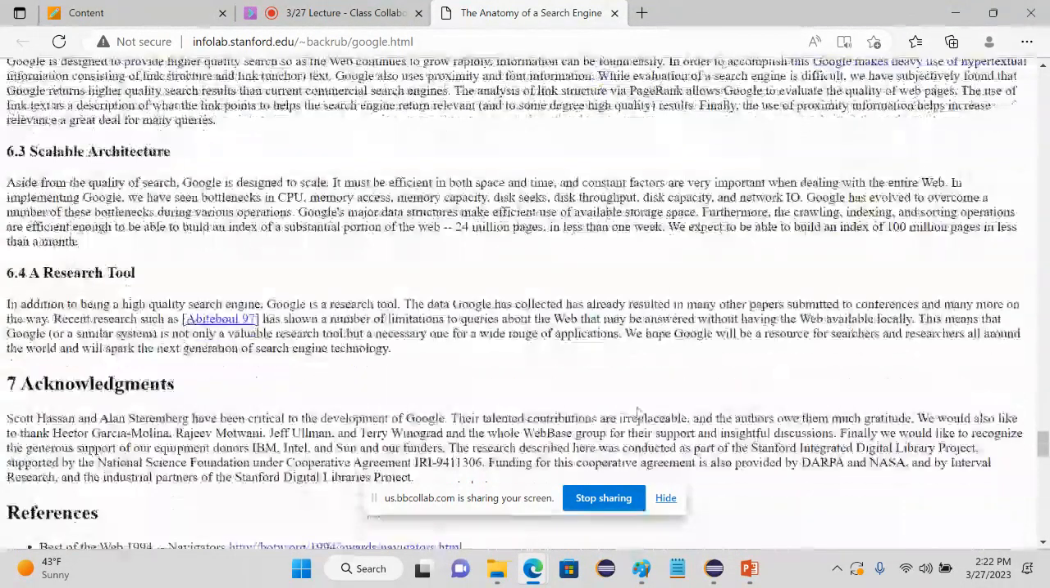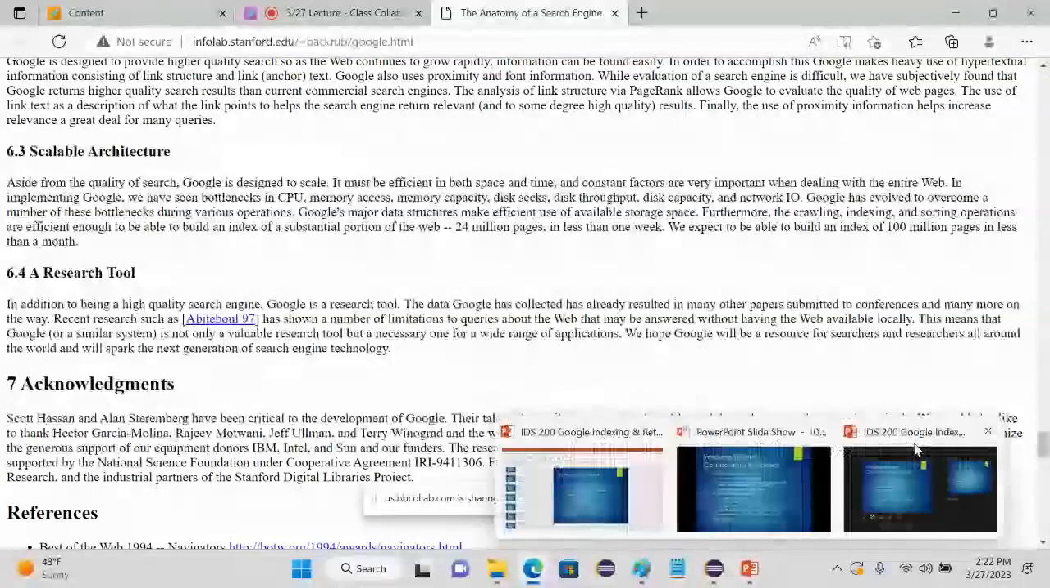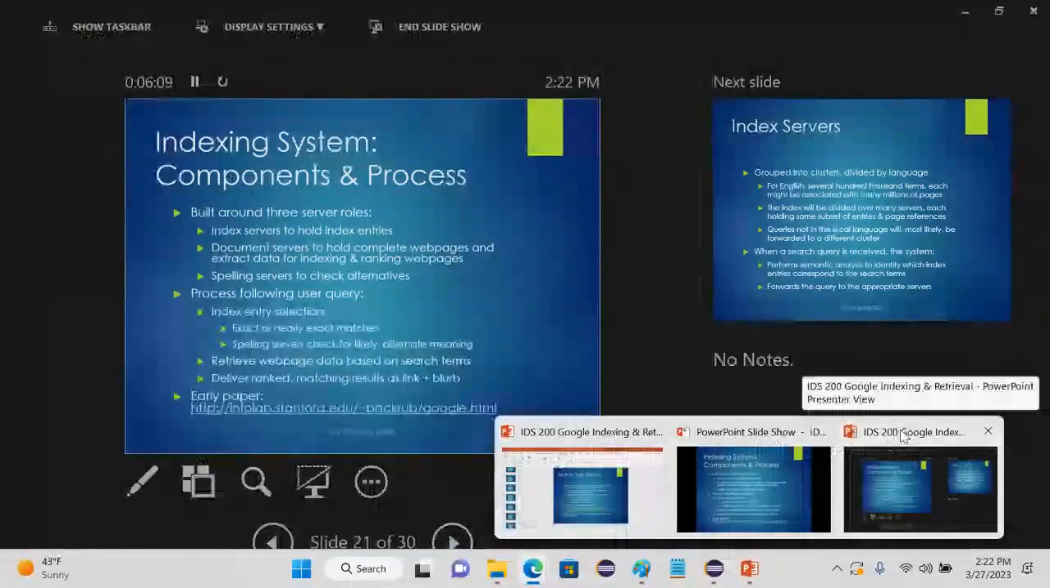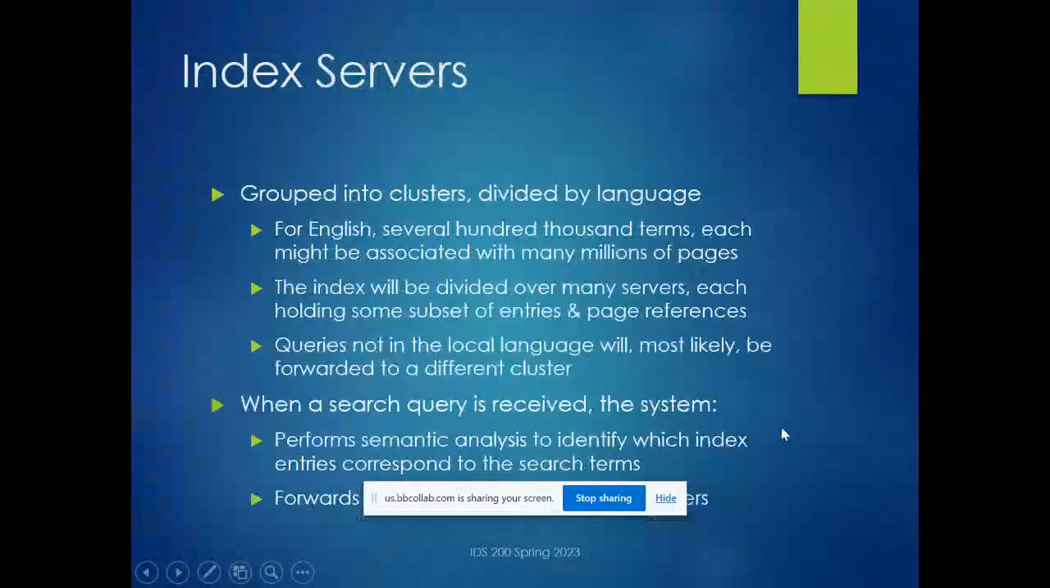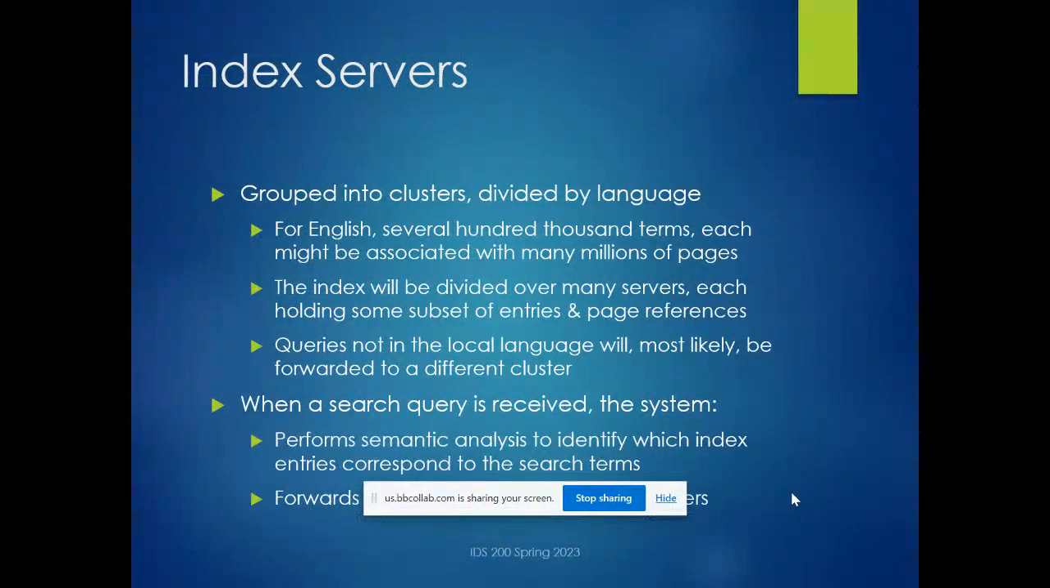Okay. But of course, the system is very different now. The hardware is very different, and the mechanisms for searching are very different as well. Okay. So if you're interested, by all means, look at that at some point.